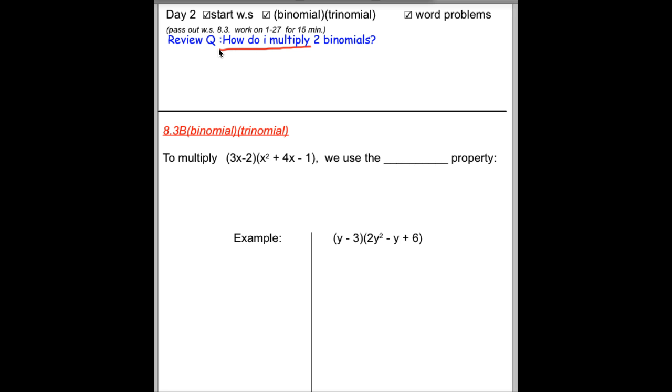But let's answer this. How do we multiply 2 binomials? We FOIL. Basically that's the distributive property. Well, what do I do when I have a binomial and a trinomial? 2 terms by a 3 term. We actually do the exact same thing.